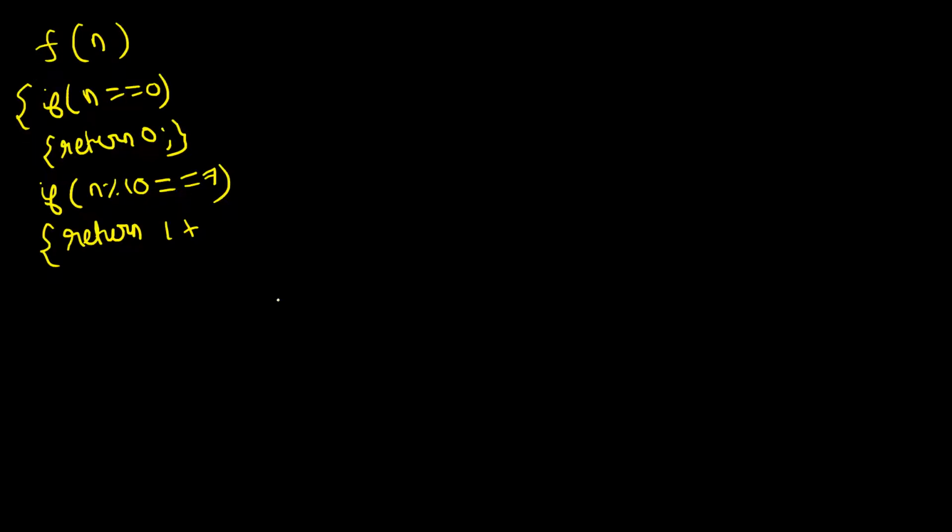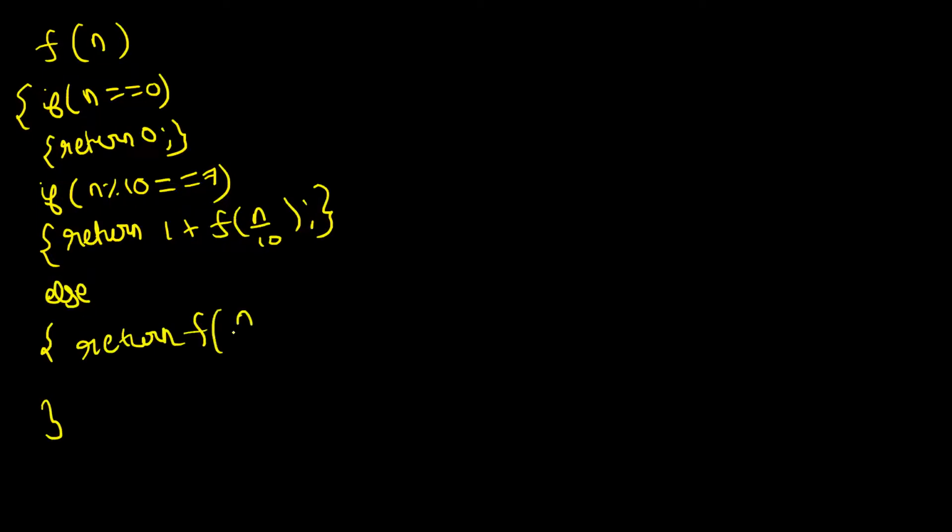So, 1 plus f of n by 10. Else, that means the last digit is not a 7. So the number of sevens is the same as the number of sevens in n by 10. Cool. Now let us try to understand. Let us take a very short example. So let's take 879. This is the number that I have taken.